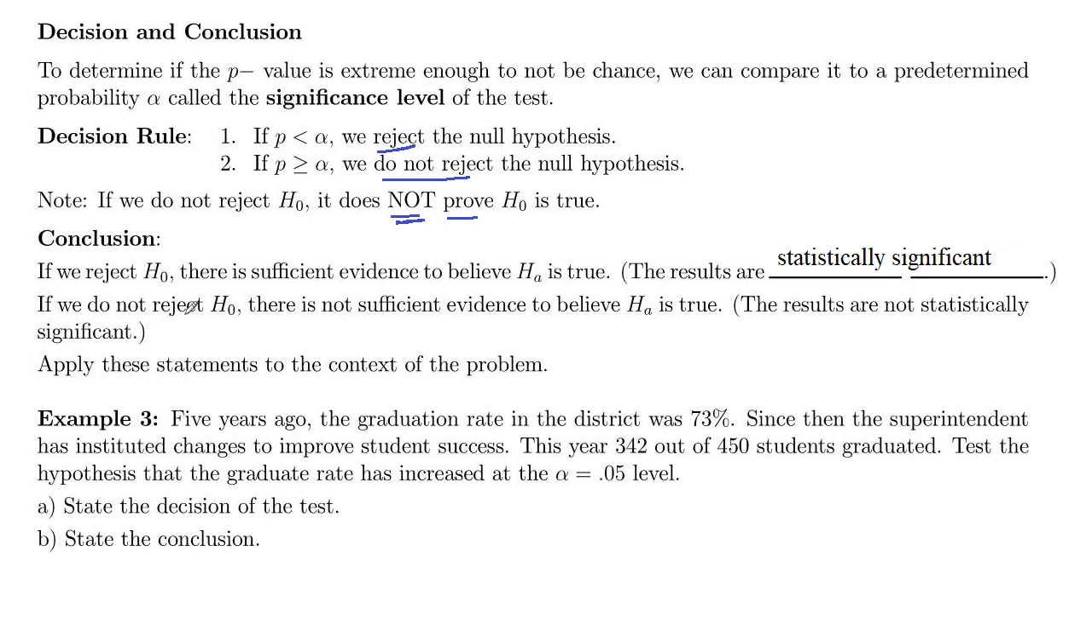And then if we do not reject H0, we say that there is not sufficient evidence to believe the alternative is true. So both of our conclusions are always in relation to the alternative hypothesis. And then we say that the results are not statistically significant. So let's apply these statements to the context of the problem below.